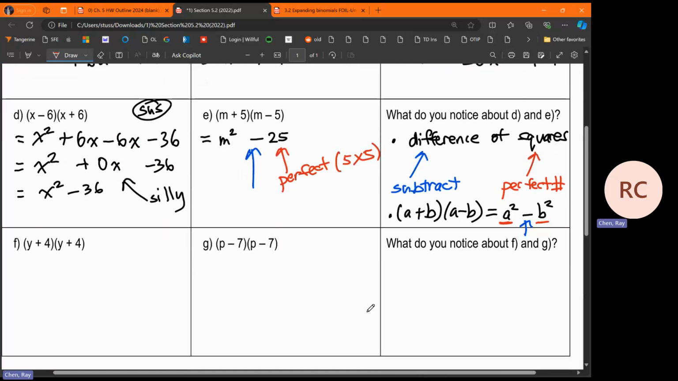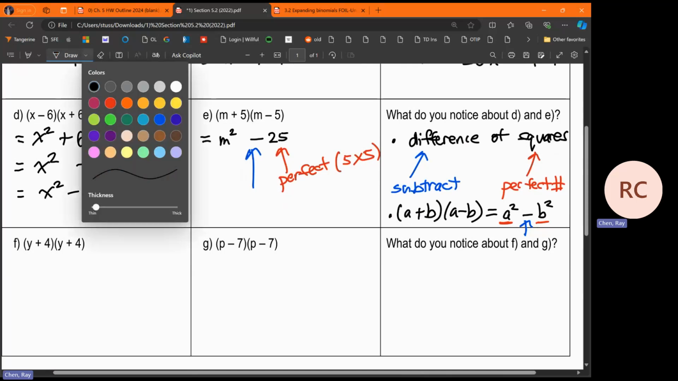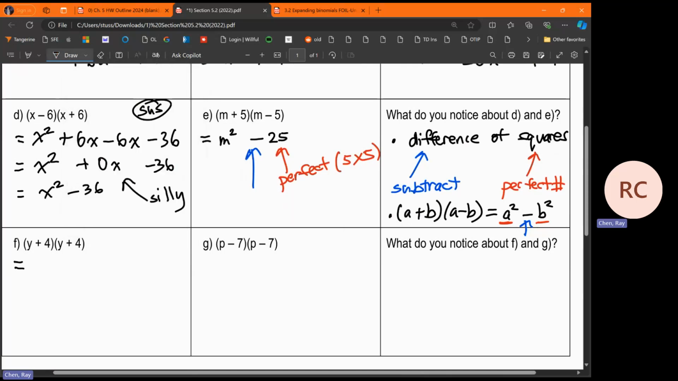So we have question F and question G. Let's take a look at it. And if you've been noticing, I don't say the brackets in this, right? So for question F, the way that you say this question, expand y plus 4 times y plus 4. So we'll do the foiling for this one. Pause the video if you want to do it yourself. But I'm just going to go ahead and do it. The first term, y times y, y squared. y times 4, positive 4y. 4 times y, positive 4y. And 4 times 4 is 16.